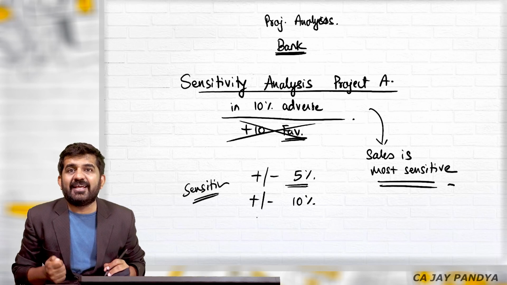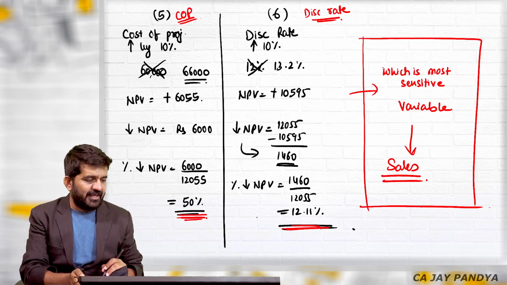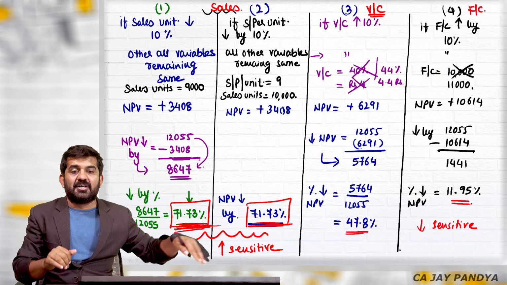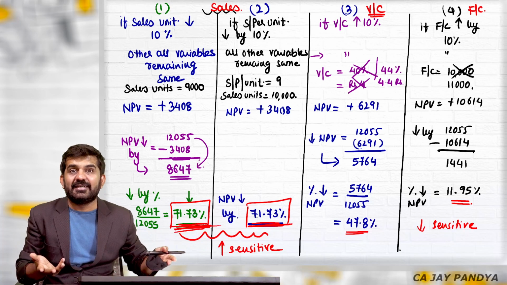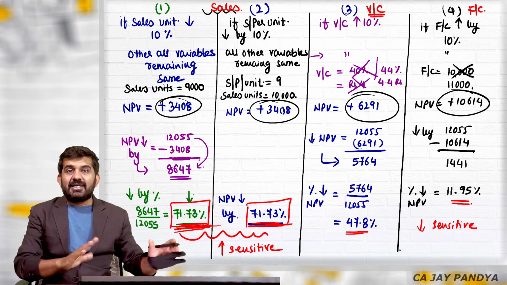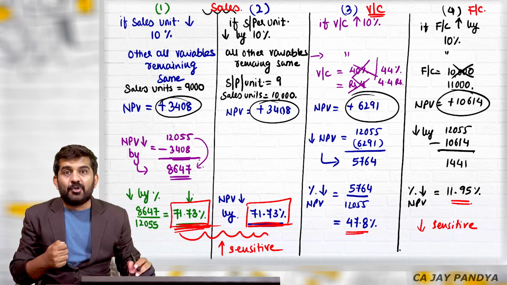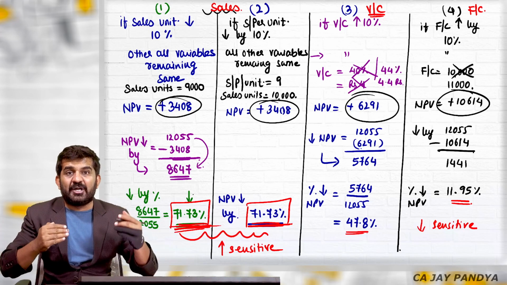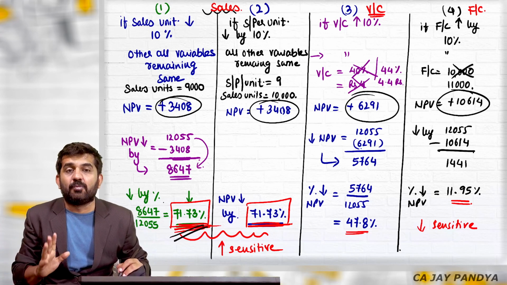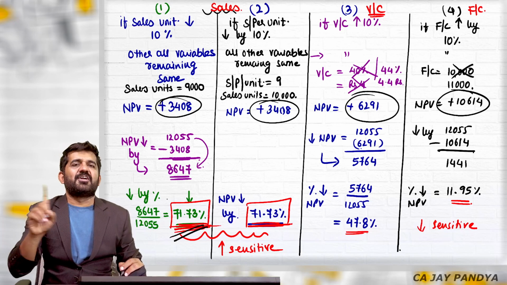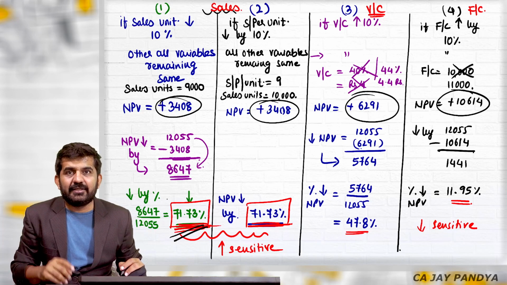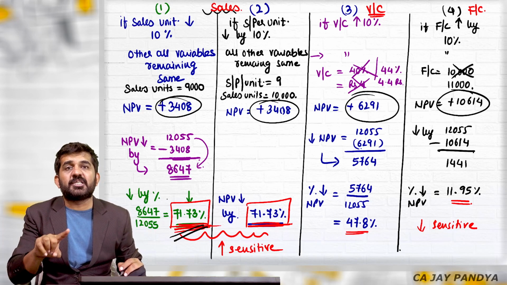It is very lengthy in your examination. Why? Even though I have used an Excel sheet, still it seems lengthy. Here I have found NPV in the Excel sheet, still it is looking bulky. So if you don't do it in an Excel sheet, you will have to find NPV in all the cases and then find this percentage and then decide how sensitive it is. So it is not difficult, it is lengthy. It is easy and lengthy.